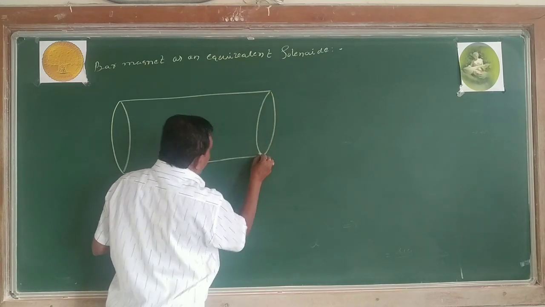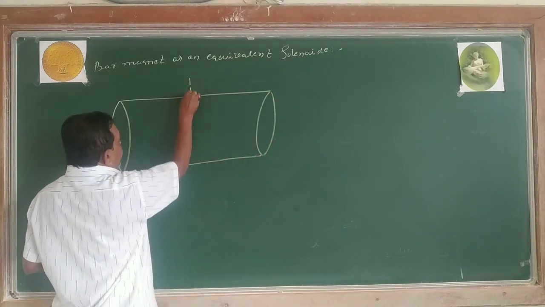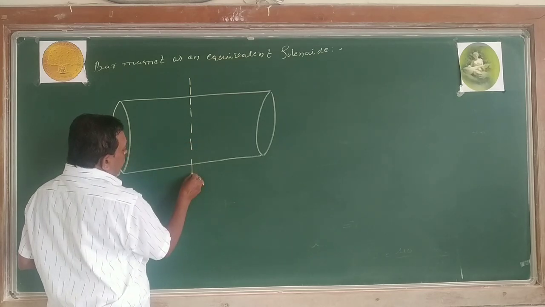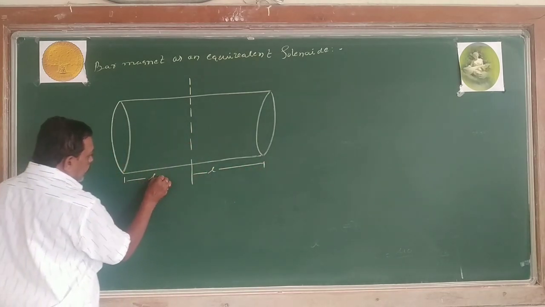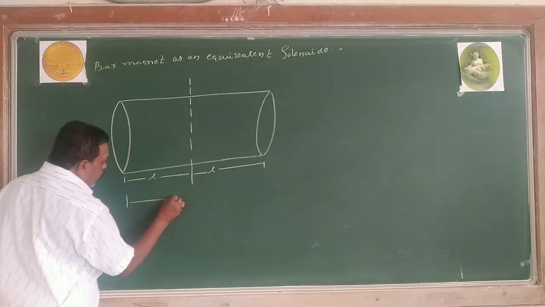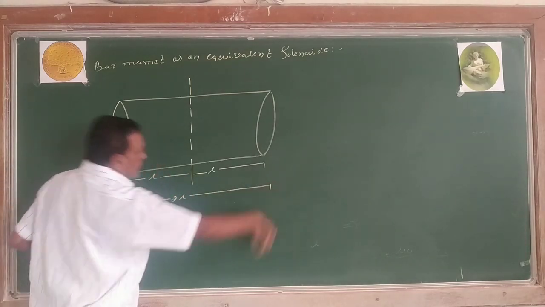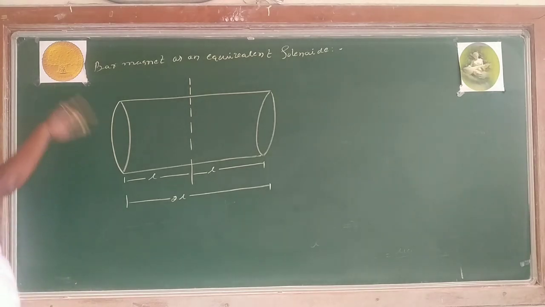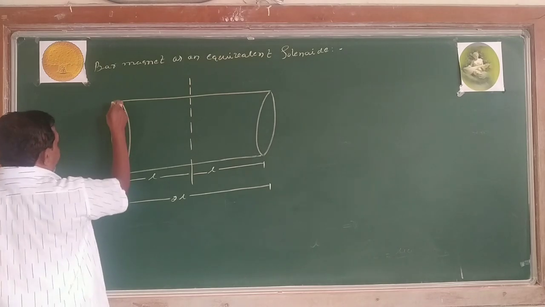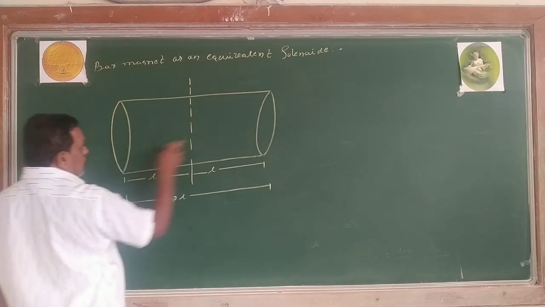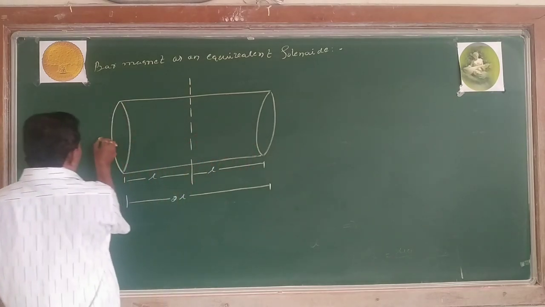Now, this is the center of the solenoid. Length L, length L, total length is how much? 2L. It consists of a number of turns. Now, this is the axis of the solenoid. One face is acting as a south pole, another one is acting as a north pole.